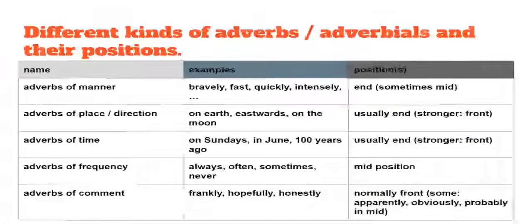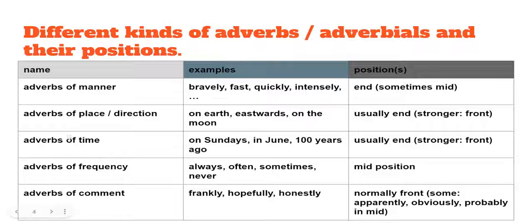Let's see if we can understand it a little better when we look at the different kinds of adverbs we have in English. Right now, we want to talk about five different kinds: adverbs of manner, adverbs of place and direction, adverbs of time, adverbs of frequency, and adverbs of comment. So these five groups we will take a closer look at.